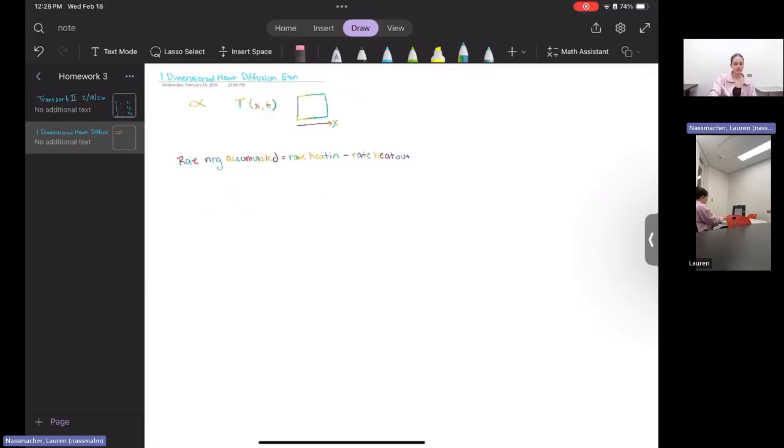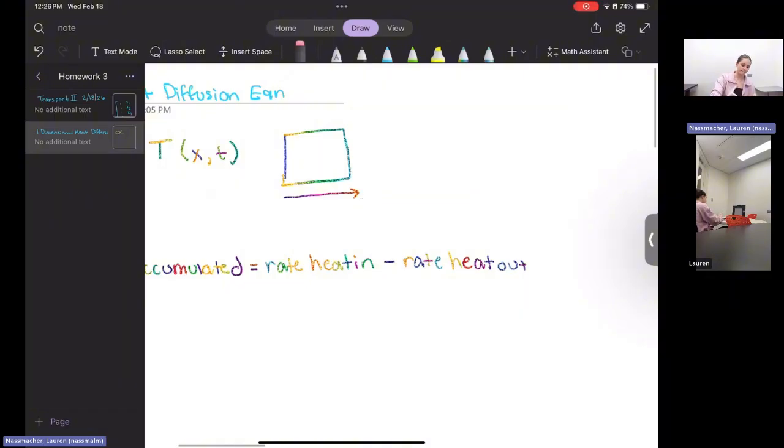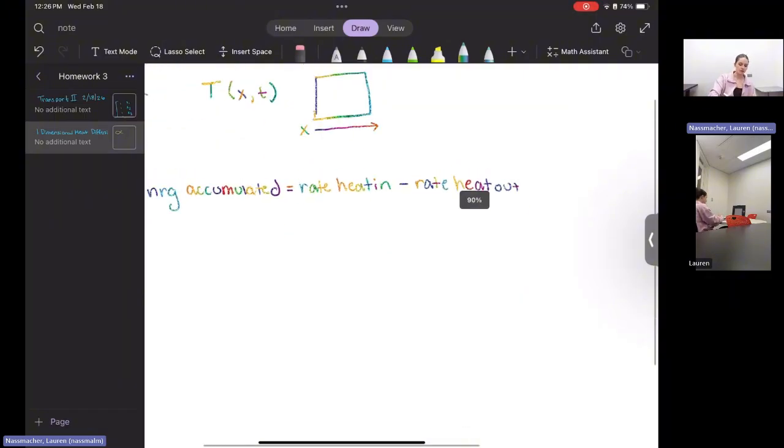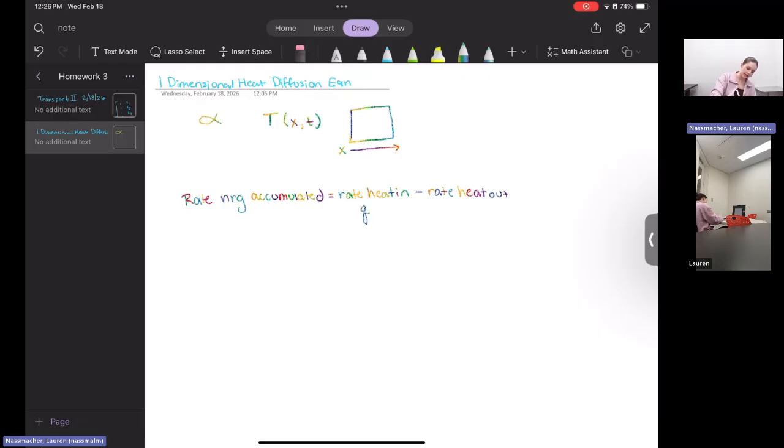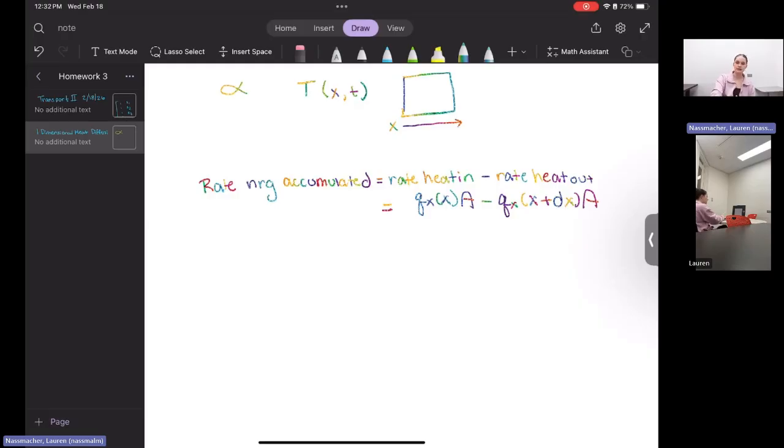The rate of heat entering the control volume at, let's say, position X is equal to the heat flux at position X multiplied by the area of the control volume. That is subtracted from the rate of heat leaving, which will be the heat flux at position X plus dx multiplied also by the area. Now that we've found the net rate of heat being added to a control volume via conduction, we can find the rate of energy accumulated.